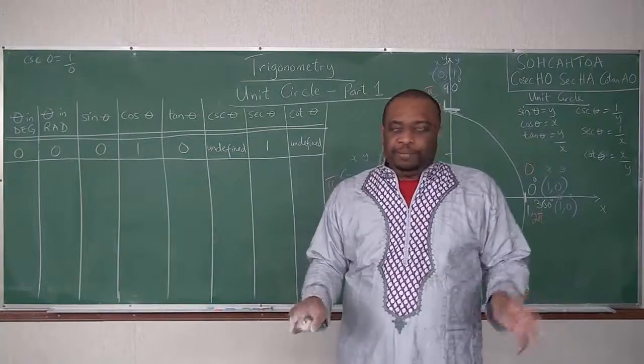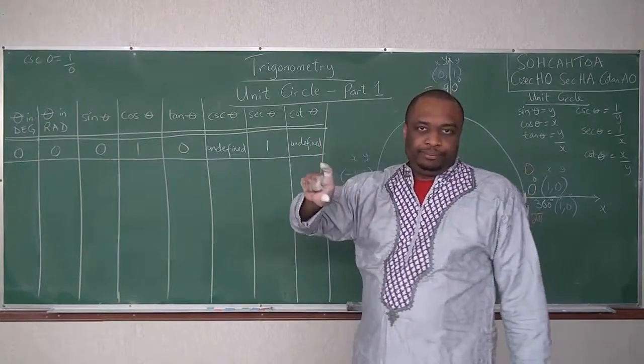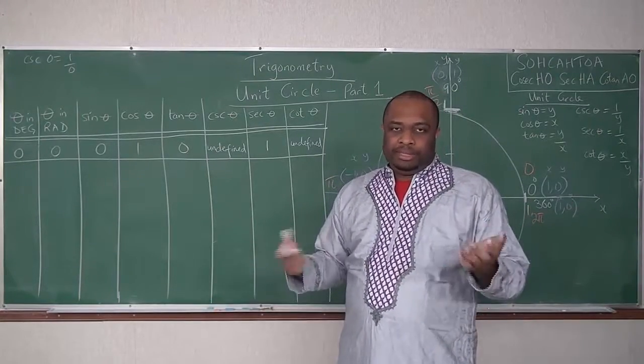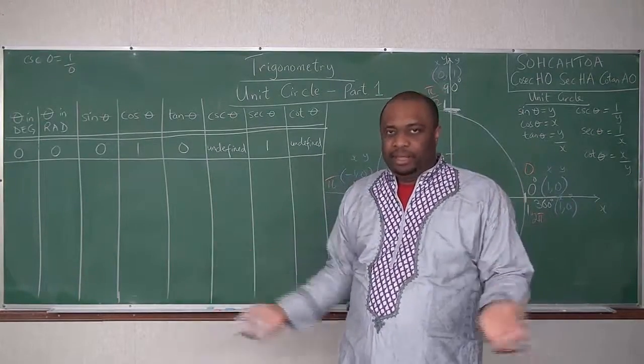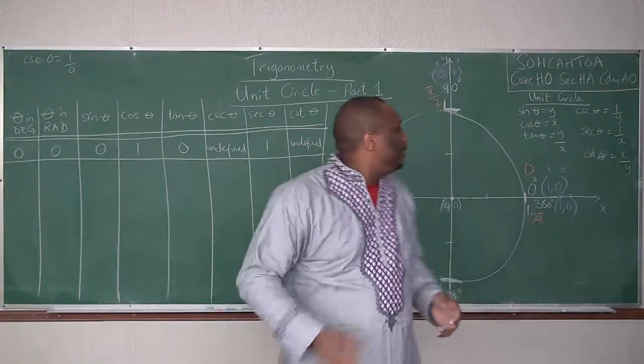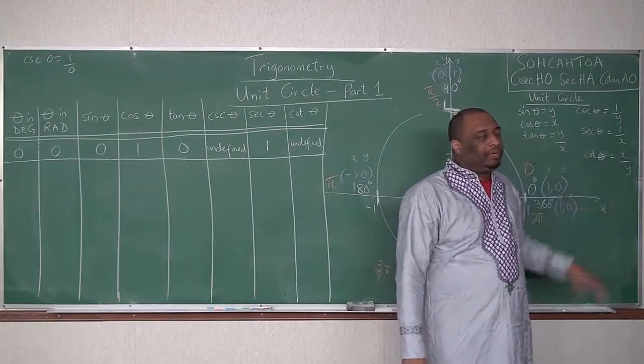You have to be careful. Cotan is a little bit tricky. Cotan is 1 over tan. Cotan theta is 1 over tan theta, or cos theta over sine theta. And it's also x over y because of the unit circle.